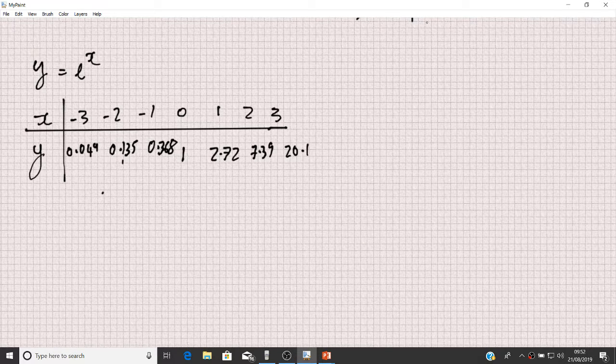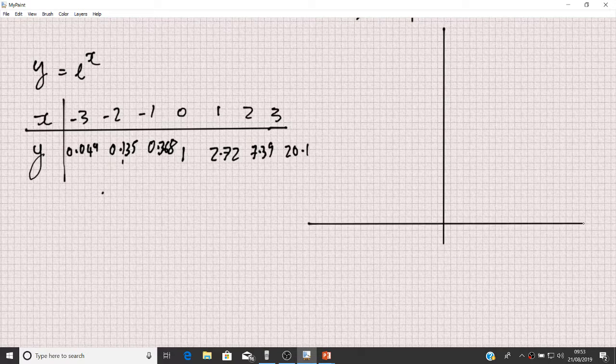So I'm just going to look at my y-axis. I'll need from 0 to up to about 20, so I'll make the y-axis kind of long. There's my y-axis, and my x-axis. Again, all these values are in the positive y region. E to the power of x will never be negative. And my x-axis will start from -3 across to +3.